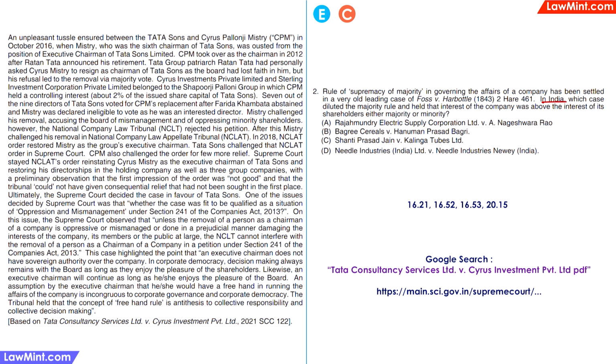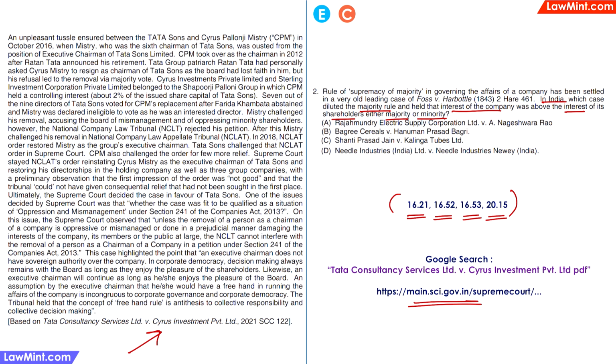In India, which case diluted the majority rule and held that the interest of the company was above the interest of its shareholders, either majority or minority. If you search on Google with the name of the case and PDF, you can download this judgment from the Supreme Court website. As I have mentioned earlier, this is a fairly long 280-page document, and if you read through it, you will see that all of these four cases have been mentioned in the document in paragraphs 16.21, 16.52, 16.53 and 20.15. For this question, I want you to test yourself and see if you can identify the answer by reading through these four paragraphs in the judgment text.